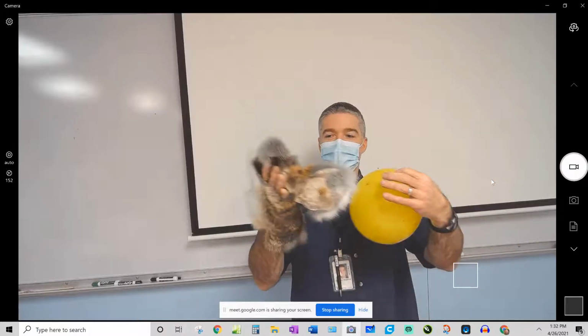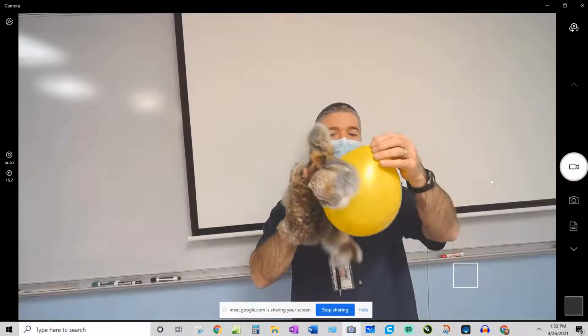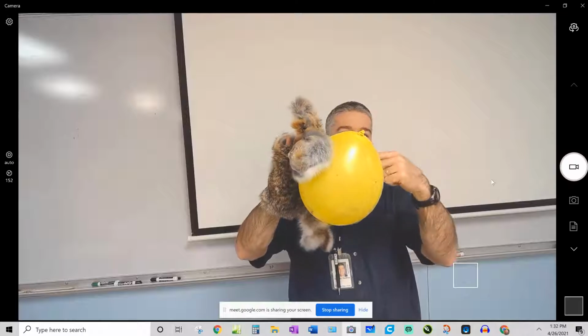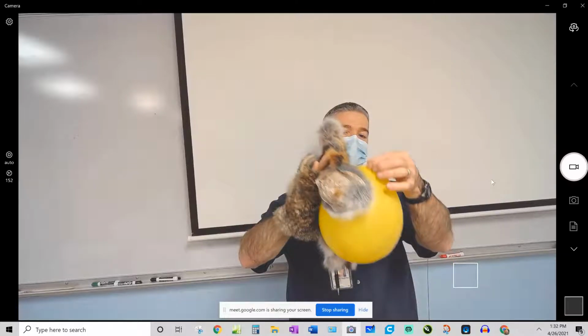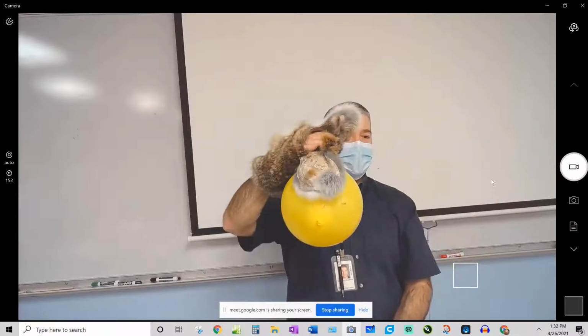And the charge of an electron is what? Positive or negative? Negative. So if you take the negatives off the surface of the rabbit and put those on the surface of the balloon, then the balloon becomes negative and the rabbit becomes positive. So they like one another.